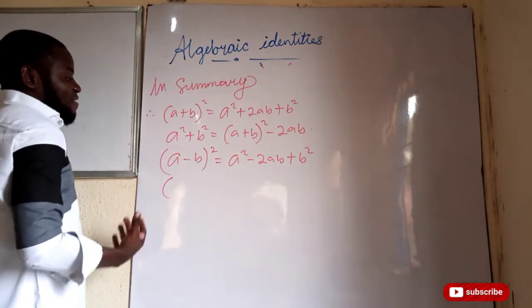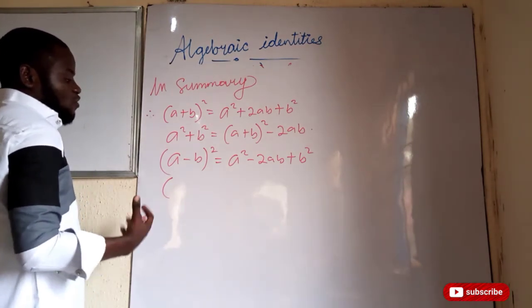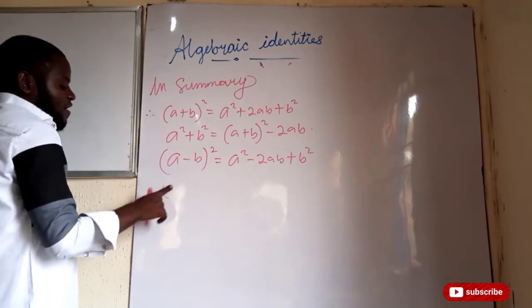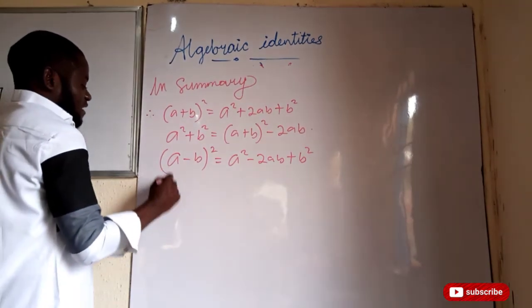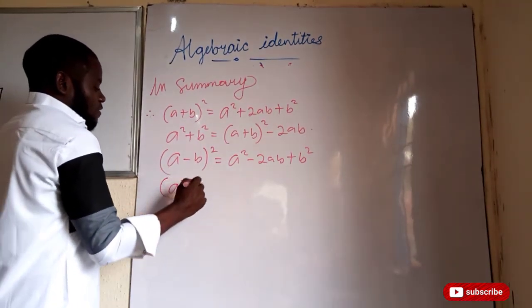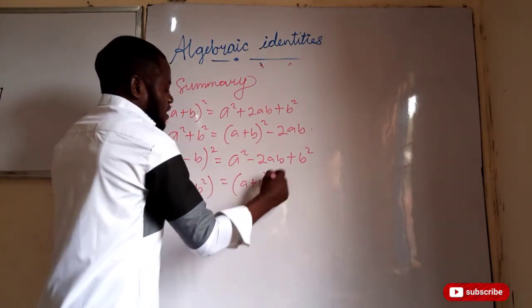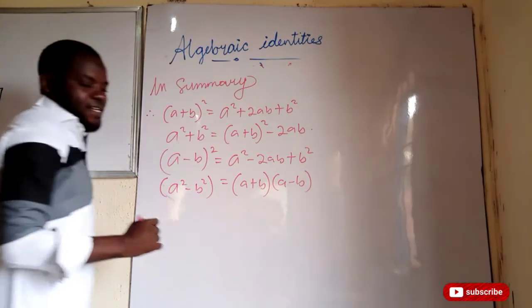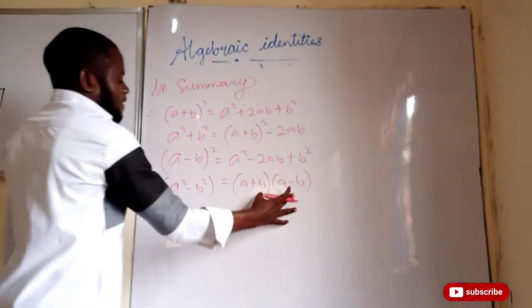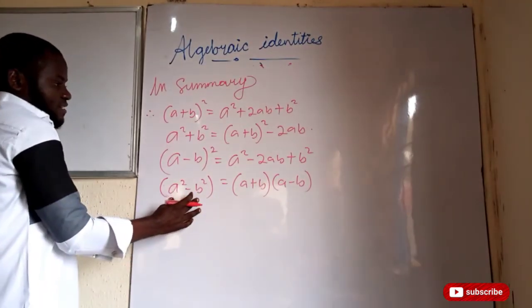okay, I failed to talk about difference of two square. Difference of two square is just the same thing as saying a square minus b square, and this will give us a plus b and a minus b. So if I expand this bracket, I'll end up having this.